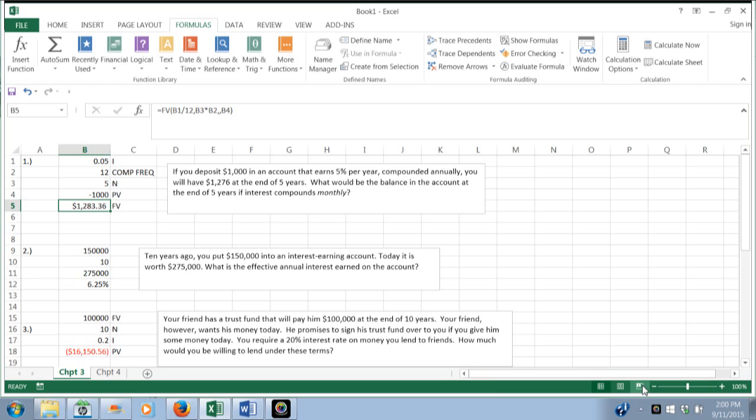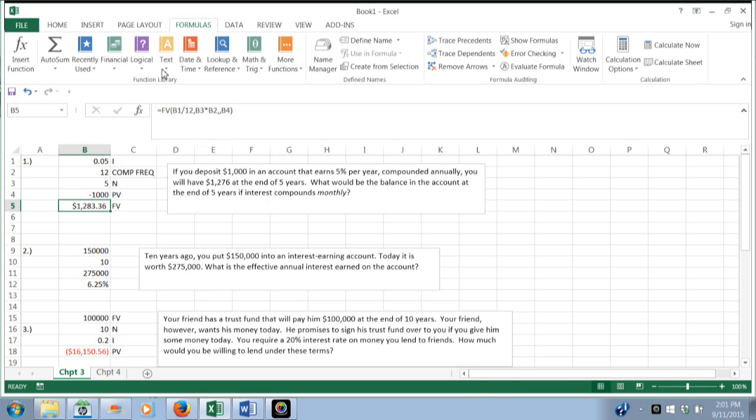Starting with the first one here, you see that if you deposit $1,000 in an account that earns 5% per year, compounded annually, you'll have $1,276 at the end of 5 years. So you would have earned $276. But what would be the balance if your interest compounded monthly? So instead of the interest being paid once a year, it's paid each month. As you earn interest, it's added on to your principal each month.